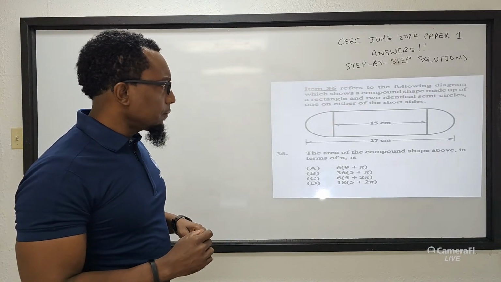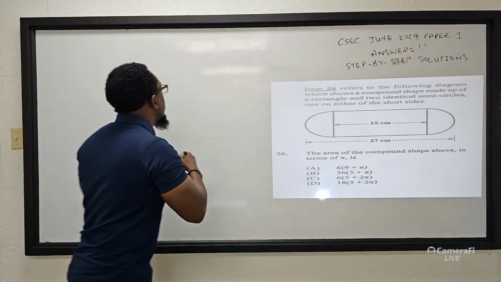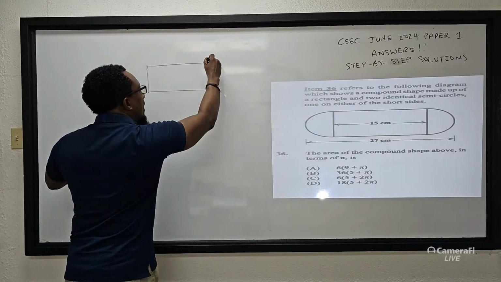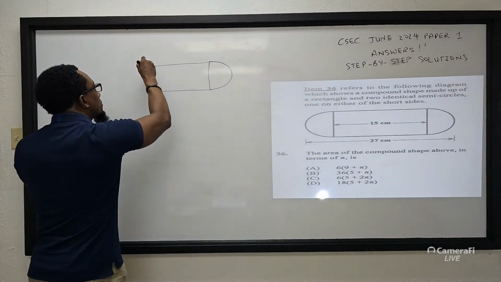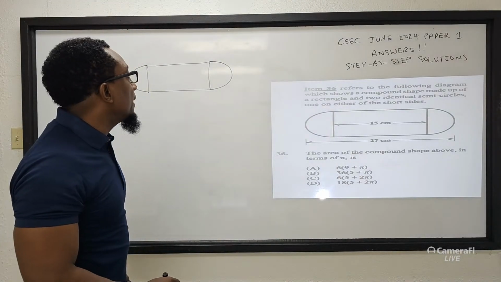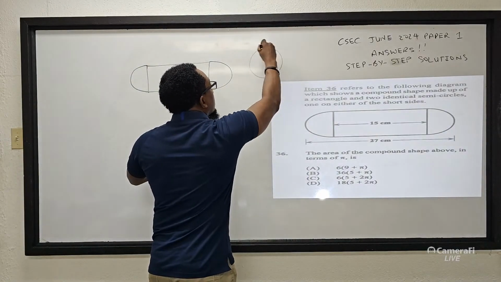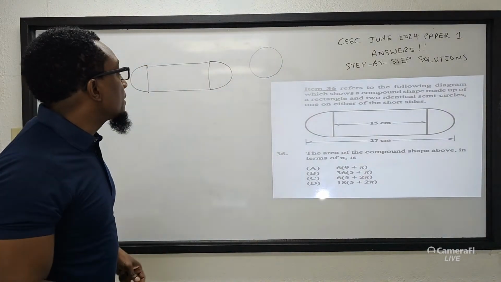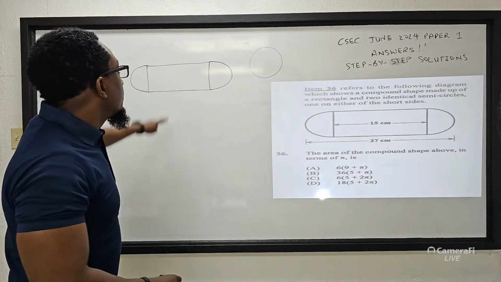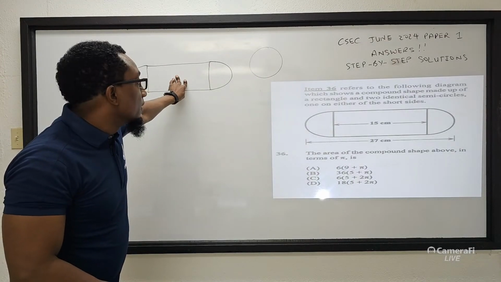So this compound shape comprises this rectangle, and we have our two semicircles. We need to find the area in terms of pi. The two semicircles, when combined, form a circle. So what we need to do is find the area of a circle, and this here is a rectangle, so we just need to find the area of the rectangle.